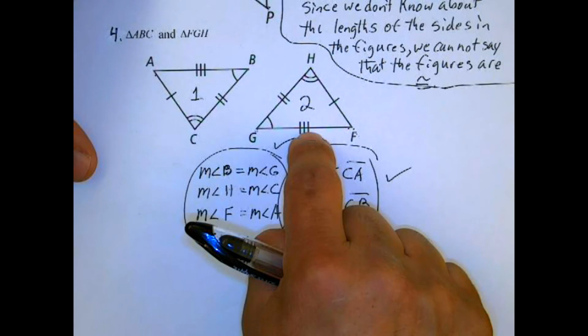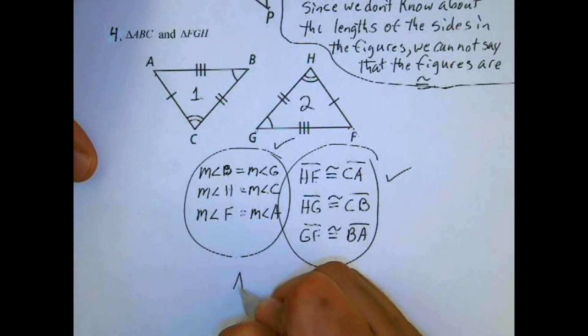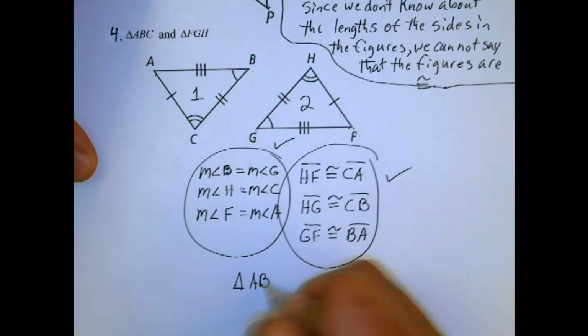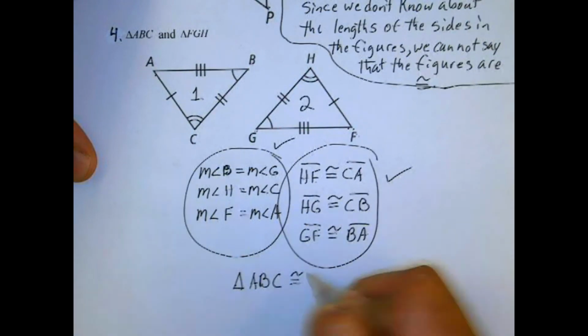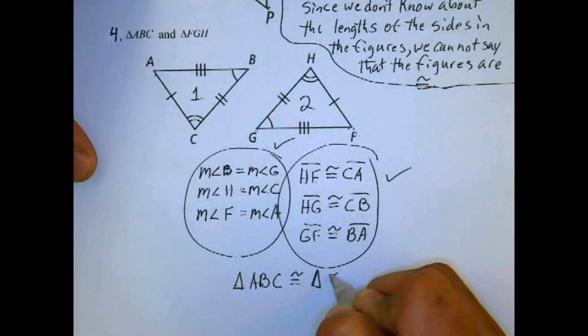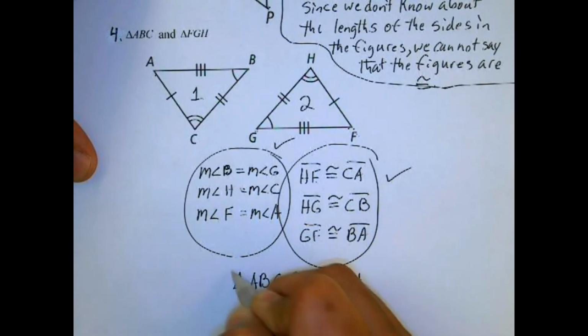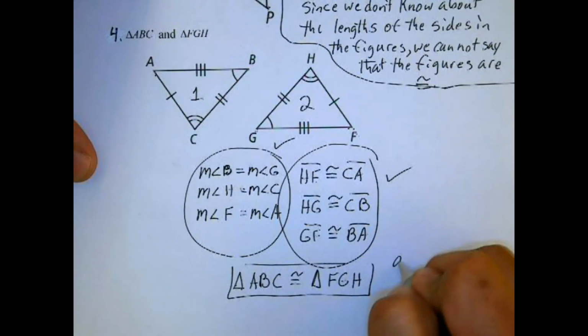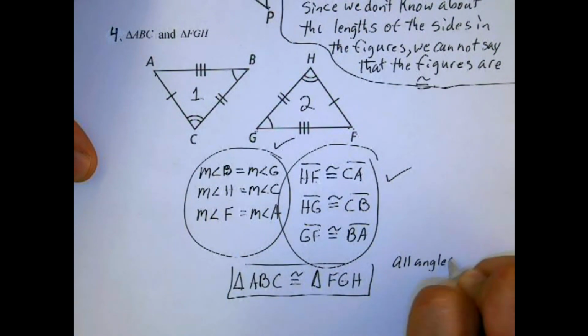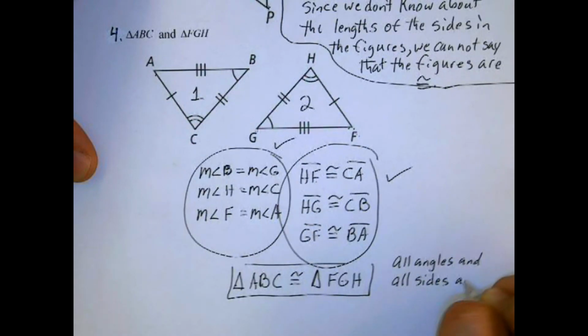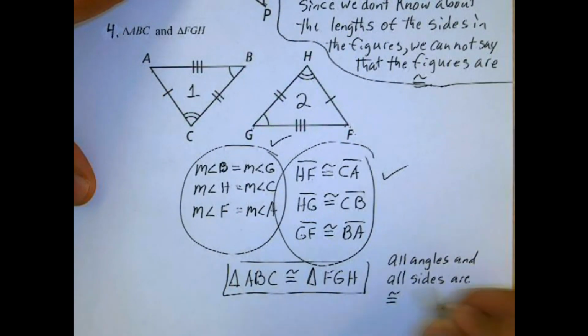And in this example, example number 4, we can say that the triangle ABC is congruent to triangle FGH. And what's our justification? All angles and all sides are congruent, so these 2 figures are congruent.